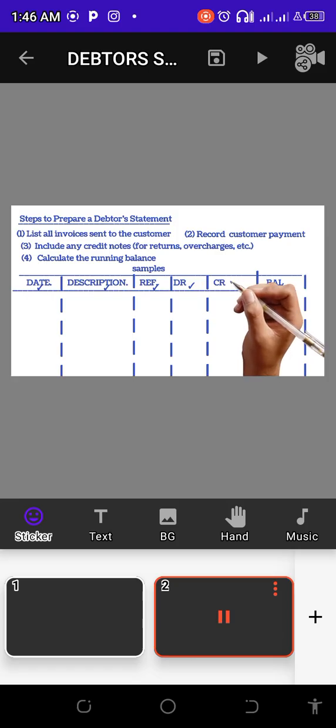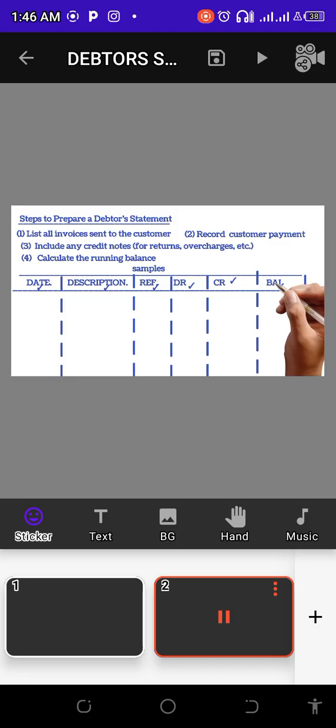Now, on the credit side is where you record all payments made or returns made by the customer, and you strike a balance between the debit side and the credit side, and you put the balance at the last column as balance. So this is the component of the debtor statement of accounts.